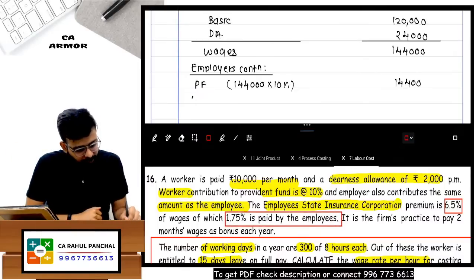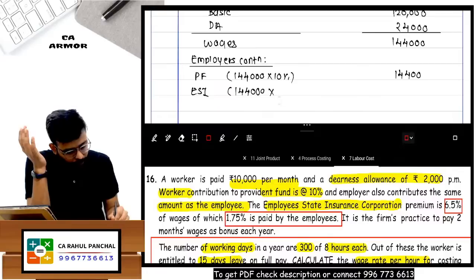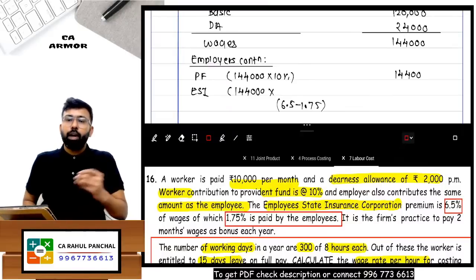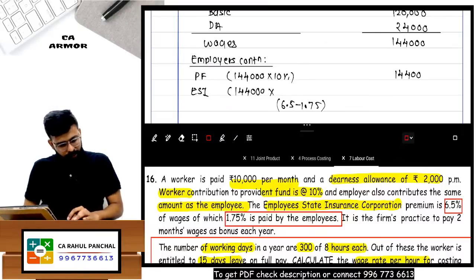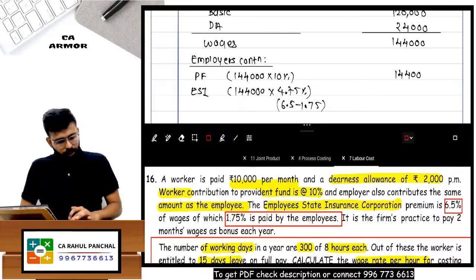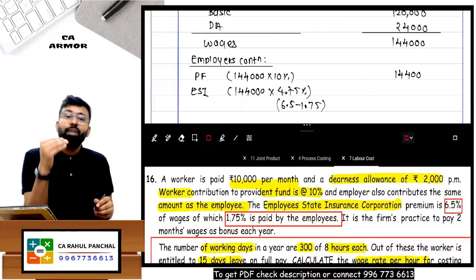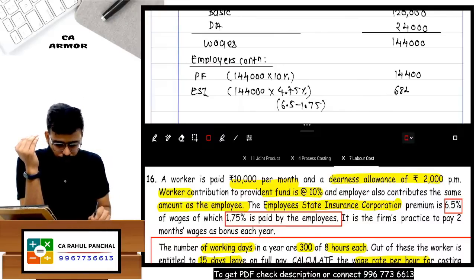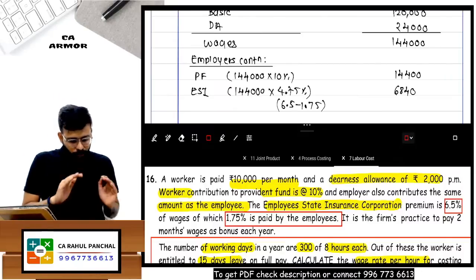It means if I talk about ESI again, it is 1,44,000, into, as an employer, how much am I contributing? I have to contribute 6.5, out of which 1.75 is contributed by the employee. So 6.5 minus 1.75, as an employer I will have to contribute this much. So 1,44,000 into 4.75%, and the value which you get is 6,840. Very much understandable. Okay, sir.